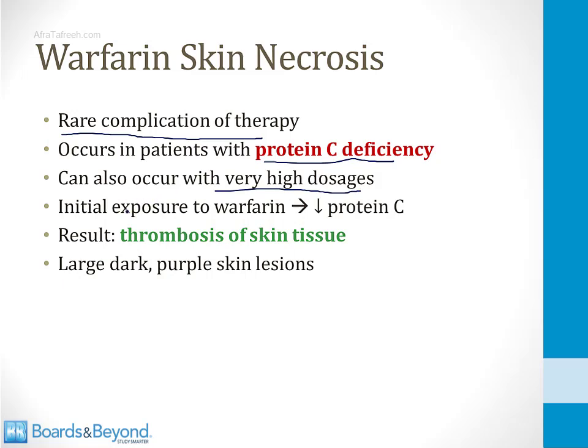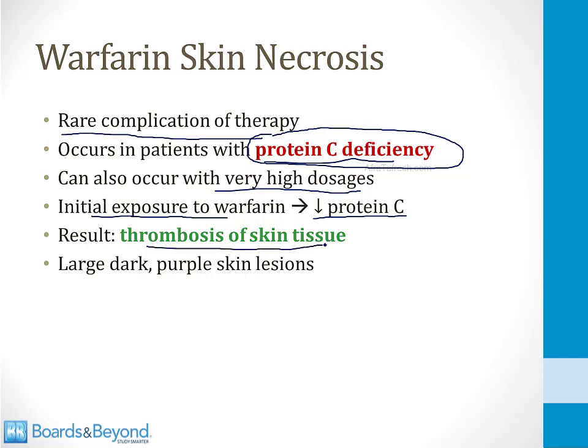So as I told you before, when you are initially exposed to warfarin, your protein C level falls. If a patient has an unknown protein C deficiency, this level will get very, very low, and they will become prothrombotic, and what they will develop is thrombosis of their skin tissue. This presents as large, dark, purple skin lesions in a patient a few days after starting warfarin therapy. This is very rare in real life, but when you see it in a board question, you should think of protein C deficiency.